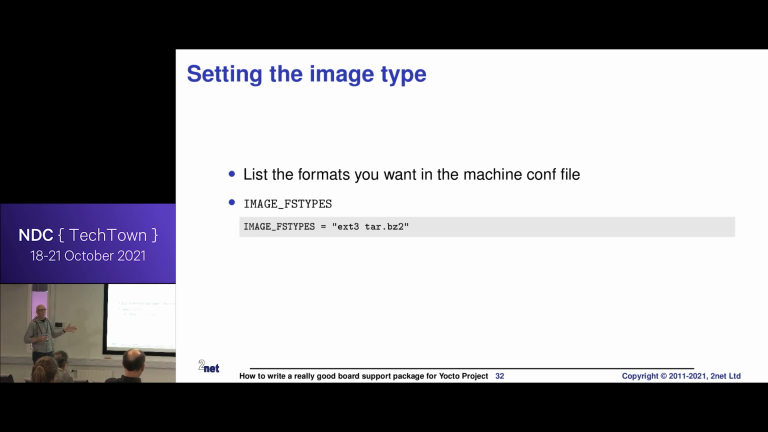So you select which file formats you want. In your machine.conf file, you put image fs types equals, and you can give a list. So in this case, I've chosen ext3, which is a rather weird choice. I can't remember why I put that there, actually. ext4 would be more likely. Or tar bz2. Well, why not?